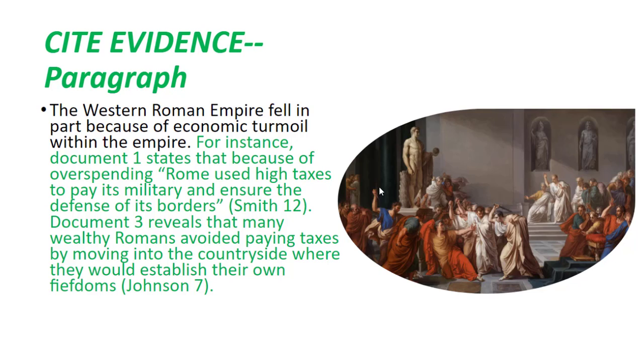For instance, document 1 states that because of overspending, Rome used high taxes to pay its military and ensure the defense of its borders. Document 3 reveals that many wealthy Romans avoided paying taxes by moving into the countryside where they would establish their own fiefdoms. So note here that I have used MLA citations to show where this information came from. And I also used that for the paraphrase, and that's what you should be doing as well. Now, these are just made up names. Smith and Johnson are two of the most common names in the United States. And so it's just to show you how this works.